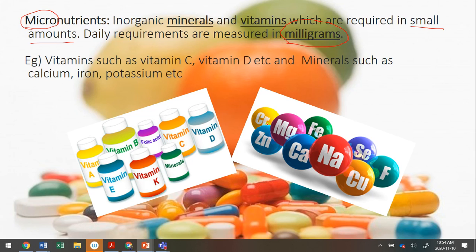But just because we don't need very much of it doesn't mean that it's not really important. Okay, there are some horrible diseases and disorders that you can get for not having enough vitamin C or enough vitamin D or enough iron or calcium or potassium. So just because we need very small amounts doesn't mean that they're not extremely important. Okay, so things like vitamins and minerals fall under micronutrients.